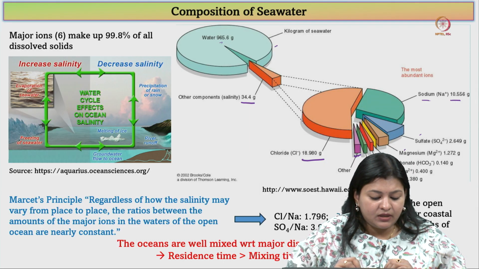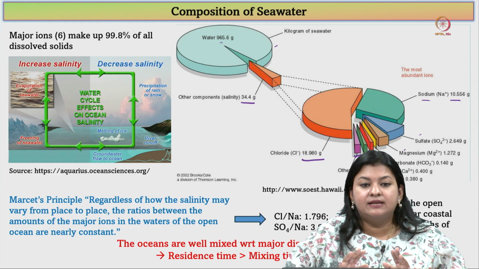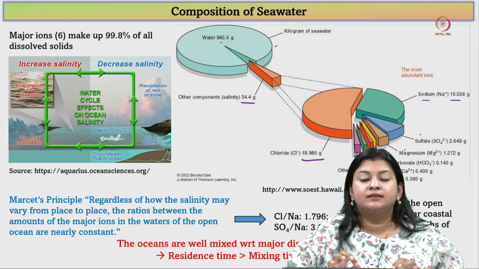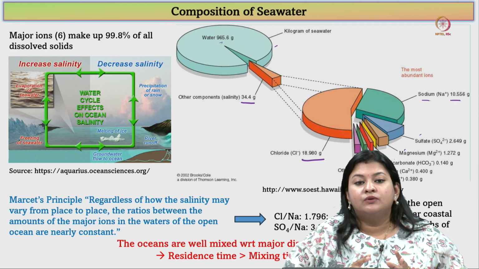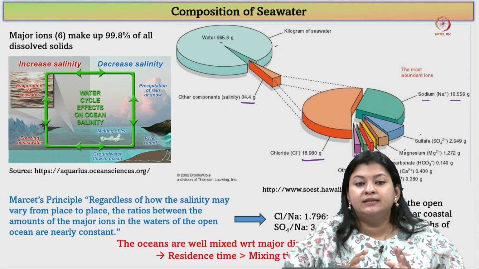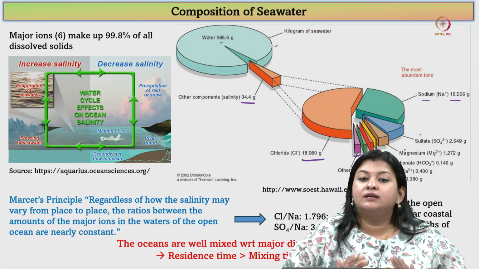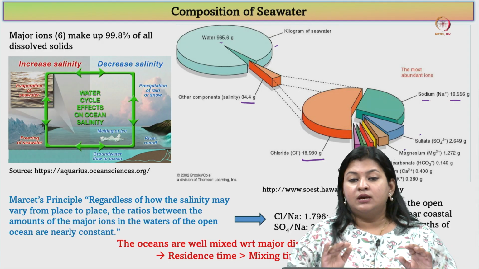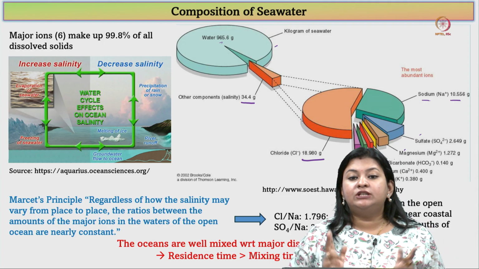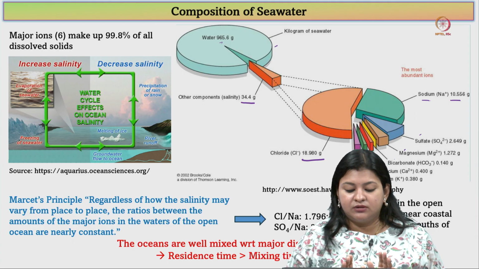But regardless of how the salinity varies from place to place, the ratios of the major ions in water are nearly constant in the open surface ocean. The ratio is always constant.